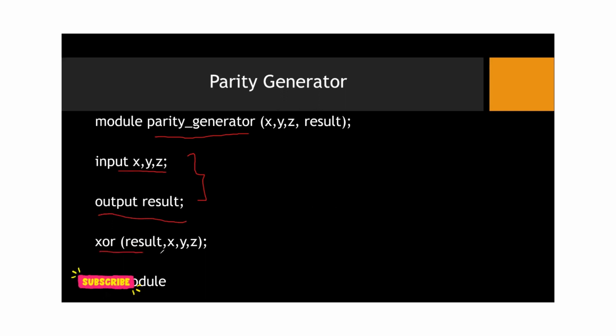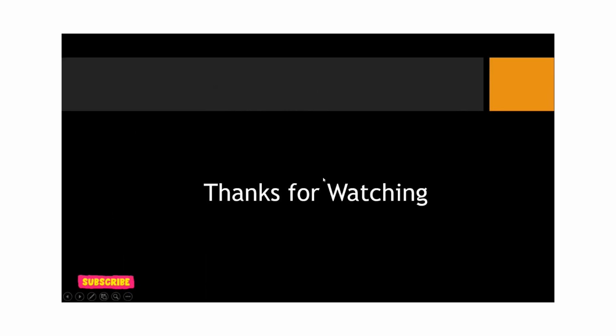Now a simple XOR operation is taking place. X, Y, Z are XORed together and the output is assigned to the result, then end module. So this is how we can write a simple parity generator code in VERILOG. In the same way you can go for the XNOR and generate an odd parity generator also. For that you have to write the truth table, then write the code.